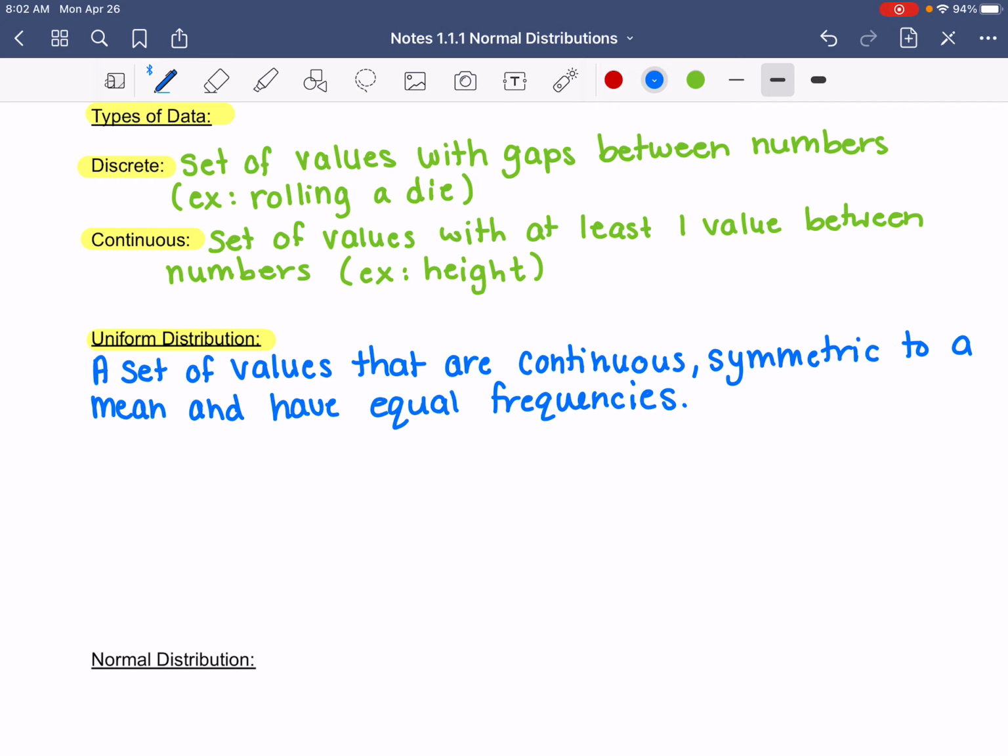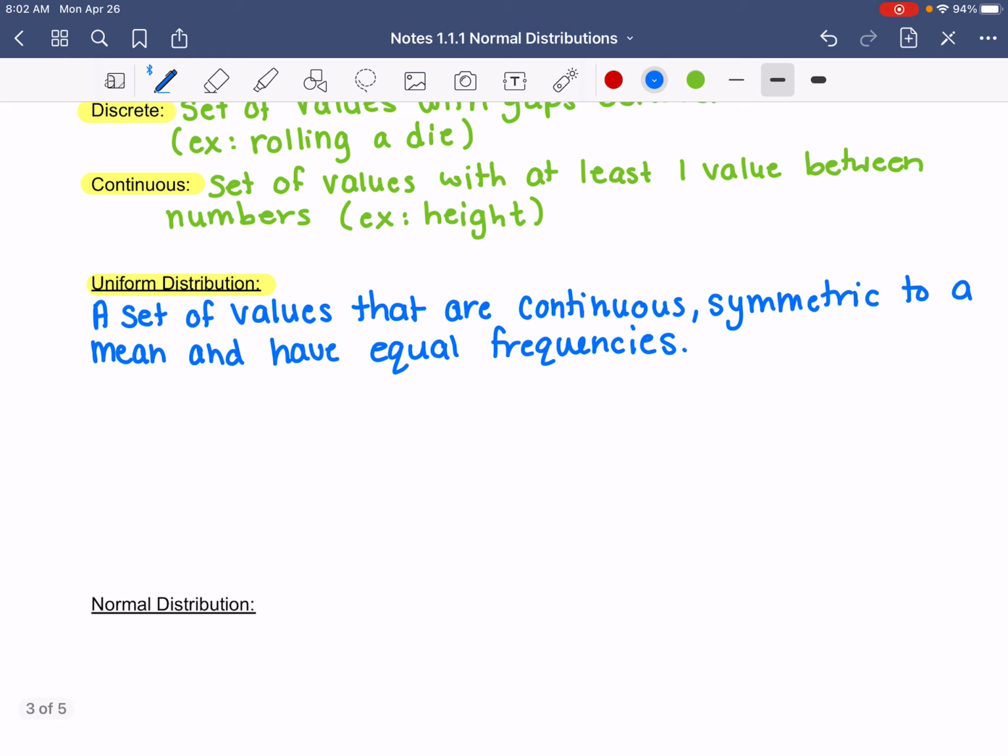So if you made a bar graph, a pie chart, whatever your data are, it would look like a rectangle. That would be a uniform distribution. They all have the same exact frequency. They all go up to the same amount. They're continuous. It's symmetric to the mean that's in the middle. So this would be a uniform distribution.